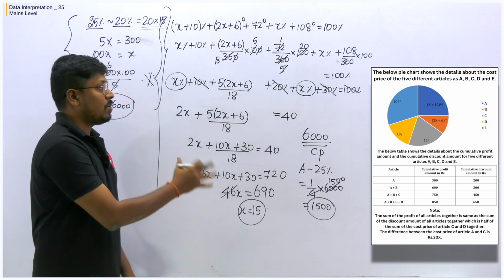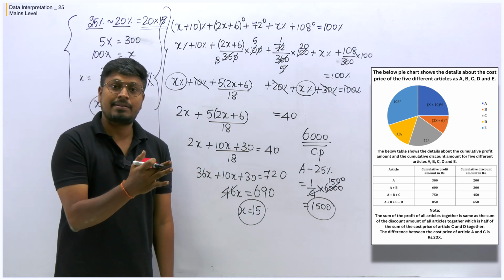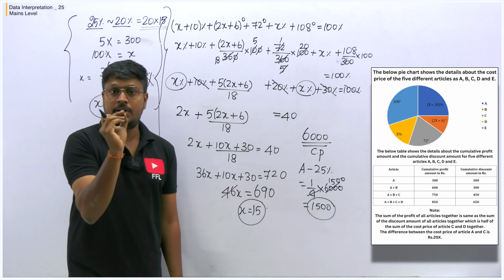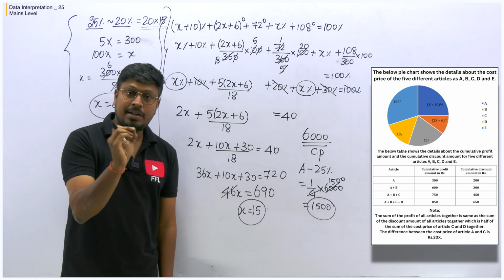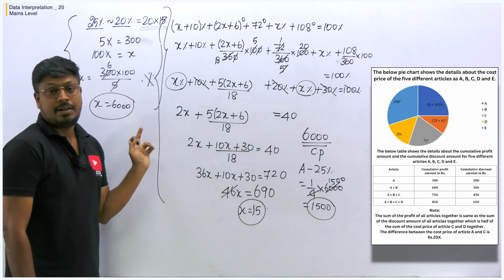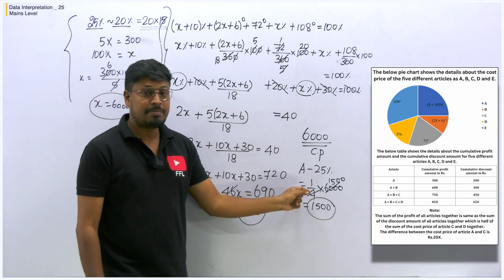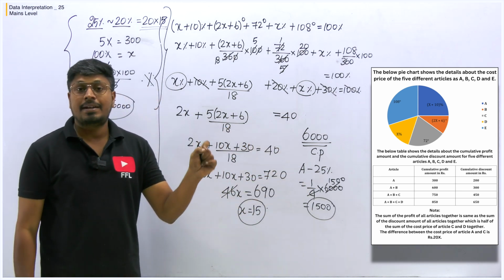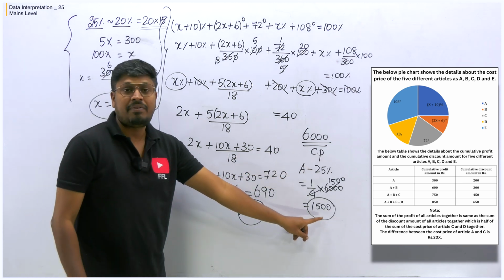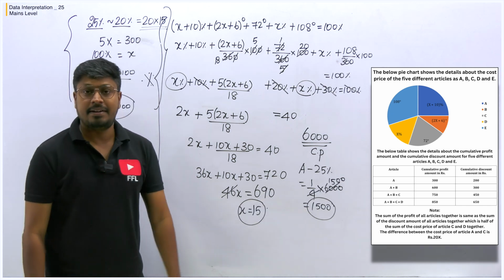Right? So initially we solved it and found the value of x. After finding the value of x, we substituted it in the pie chart, and by using the small note, where they have given a difference, we found the cost price of all the 5 articles, which is 6000. Once we found the total of the pie chart, finding a single article's cost price is easy, because the cost price of article A is 25 percent. So 25 percent of 6000 is 1500. So we can say article A's cost price is 1500.